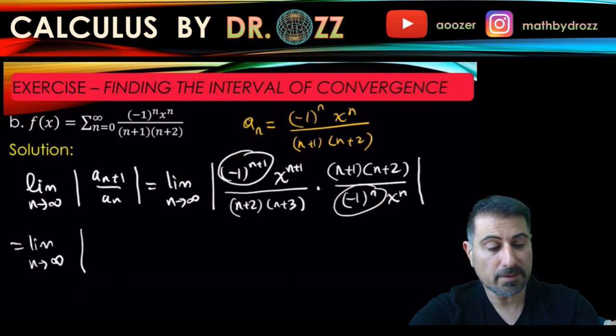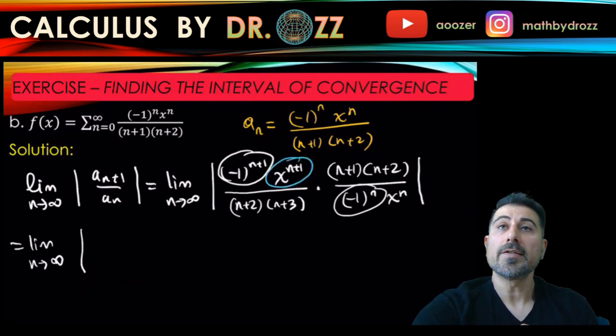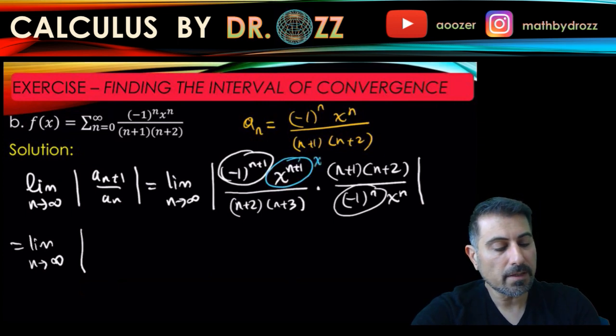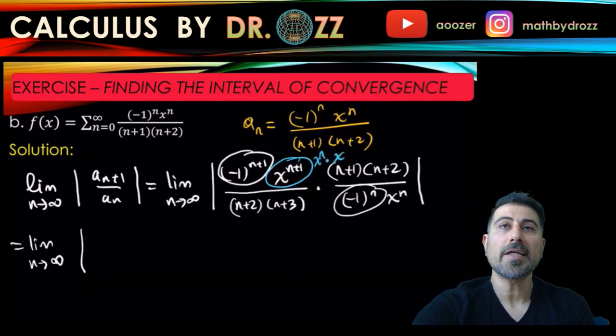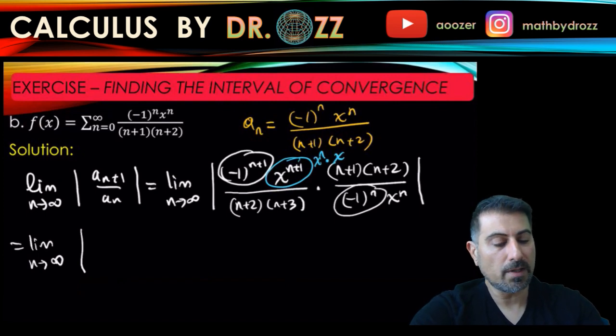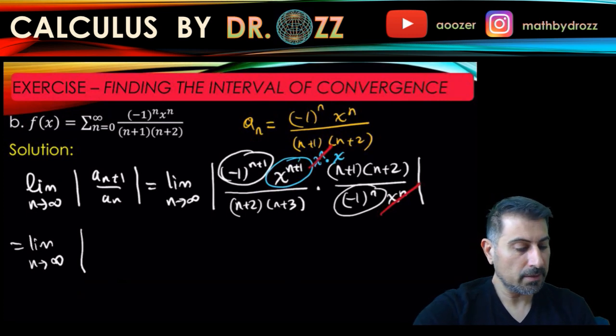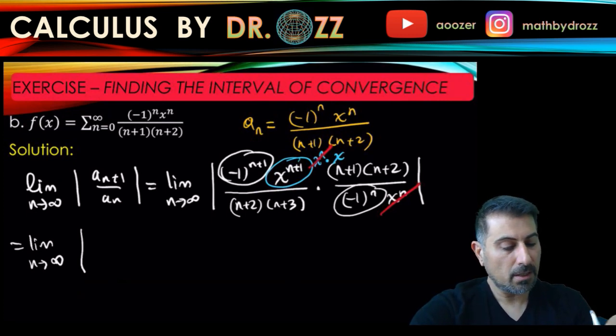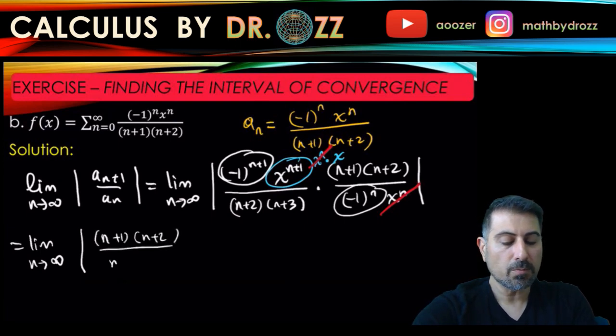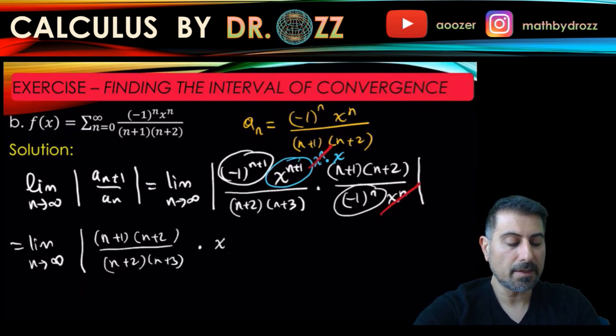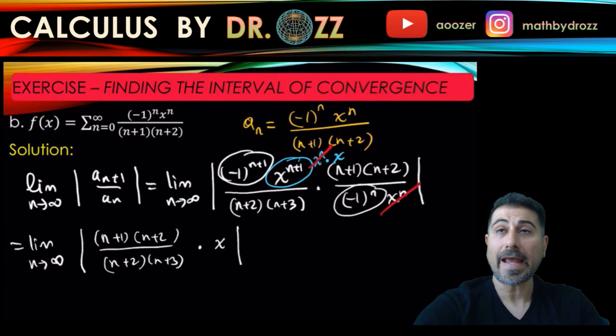What I'm going to do next is split this term as x^n times x, and I'm going to cancel x^n here, one x^n here, another x^n here. So let me just write down the simplified version. Again, alternation is gone. So you have (n+1)(n+2) over (n+2)(n+3) left, as well as x. I wanted to isolate x from the other terms because the limit is going to be on n, and x is just a parameter here.